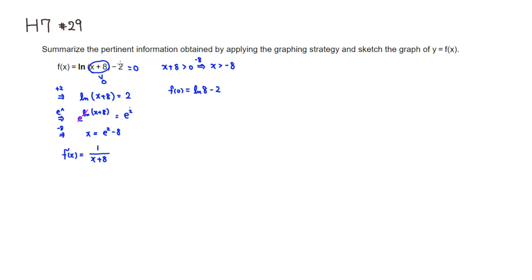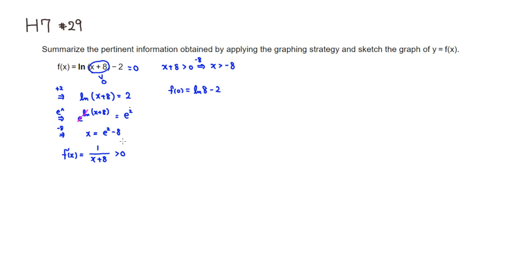Then we want to see if this ever becomes 0. Does this become 0? Actually, it doesn't, so it's never 0. But it's going to be undefined unless x is greater than negative 8. Since we know that x plus 8 has to be positive for the natural log of x plus 8 to make sense, this is 1 over a positive quantity. So this is going to be positive.